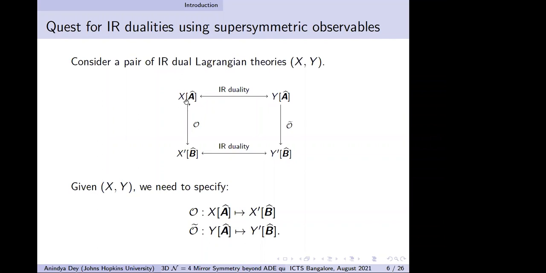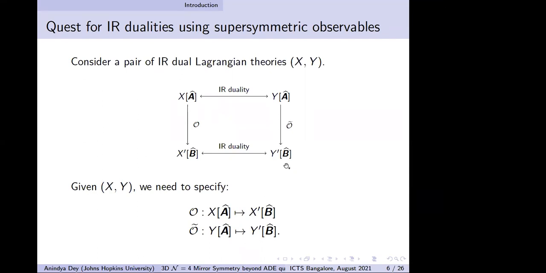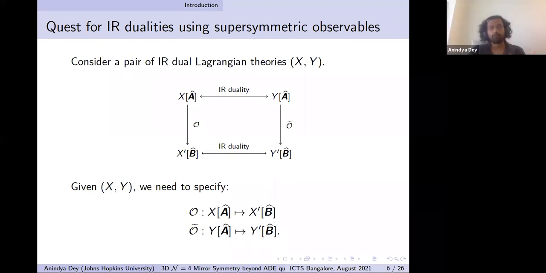Gotcha. Thanks. While X and X prime are not IR dual to each other. They are two different Lagrangians which flow to different SCFTs in the IR. And similarly for Y and Y prime, they flow to different SCFTs. But X and Y flow to SCFT1, and X prime and Y prime flow to an SCFT2. Gotcha. Good. Thank you. All right. So now we basically have to look for such a map O.